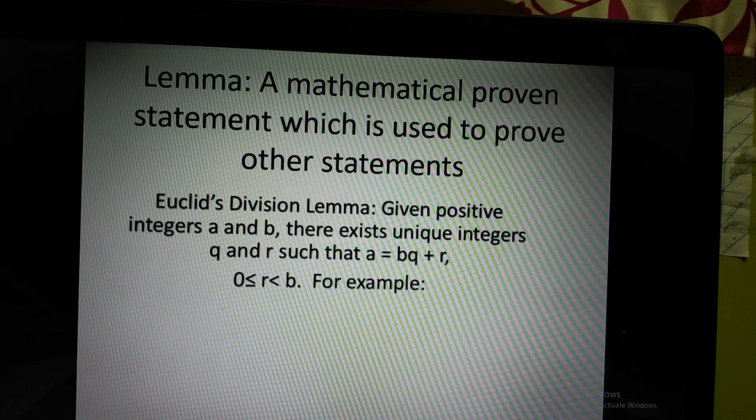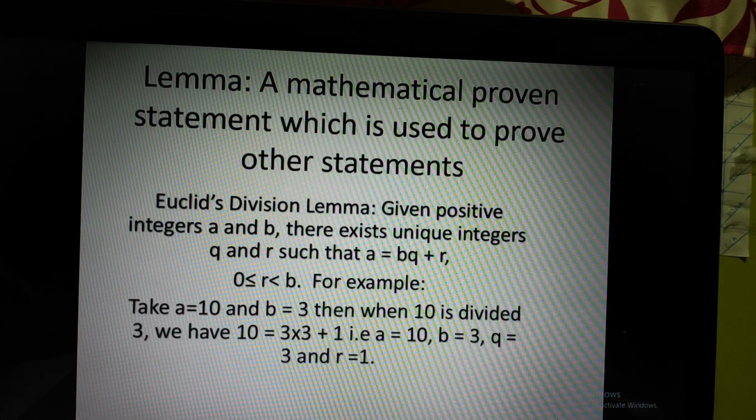So let us rewrite the division which we have taken earlier. For example, when a is divided by b, where a is 10 and b is 3, we can express 10 as 3 into 3 plus 1. 3 3s are 9, 9 plus 1 is equal to 10, and here our remainder is 1. So it means that it satisfies the condition 0 less than or equal to r less than b. So r lies between 0 and 3.